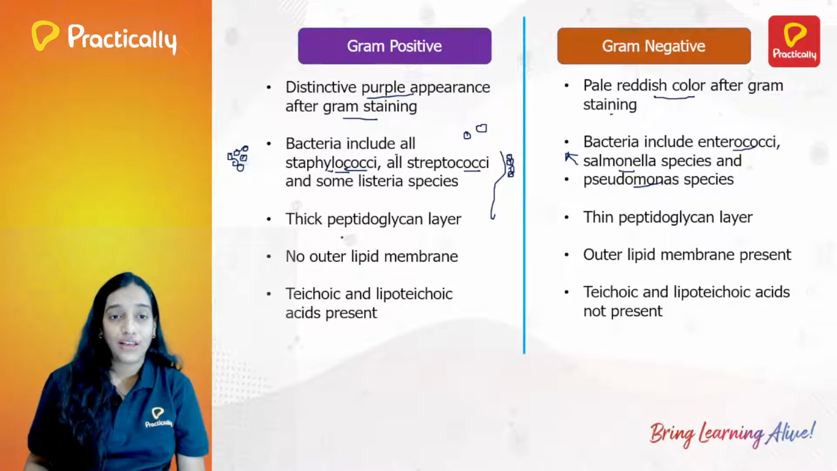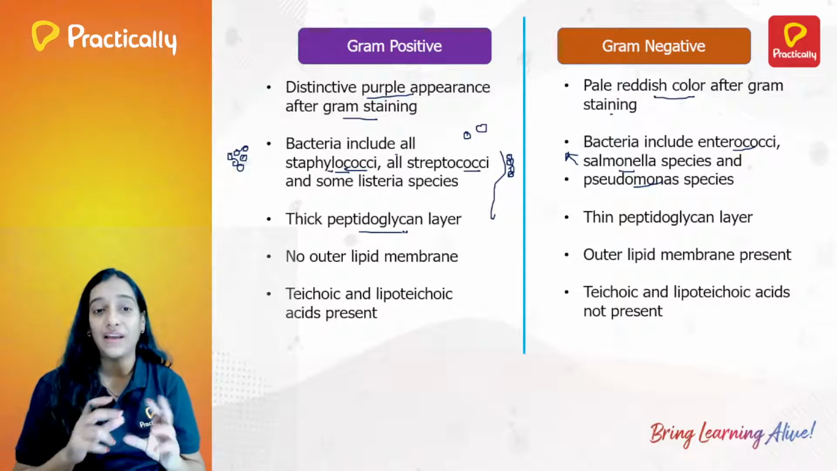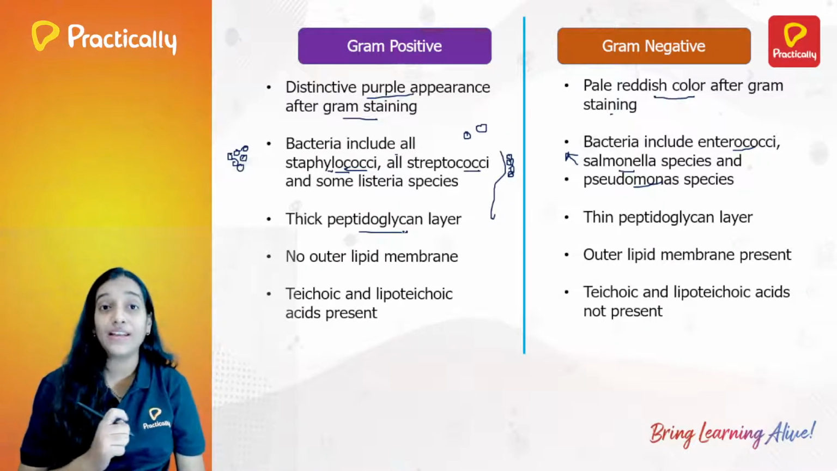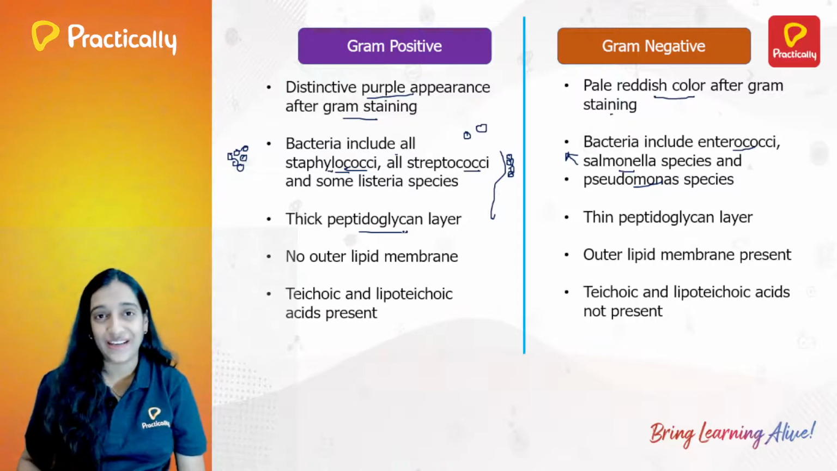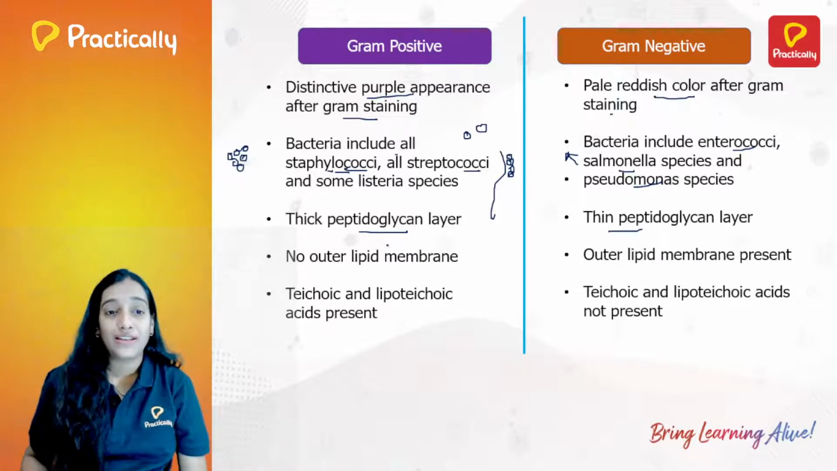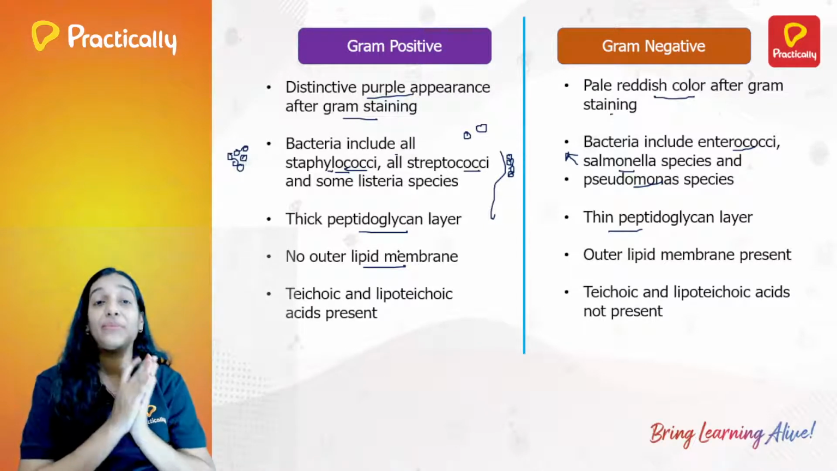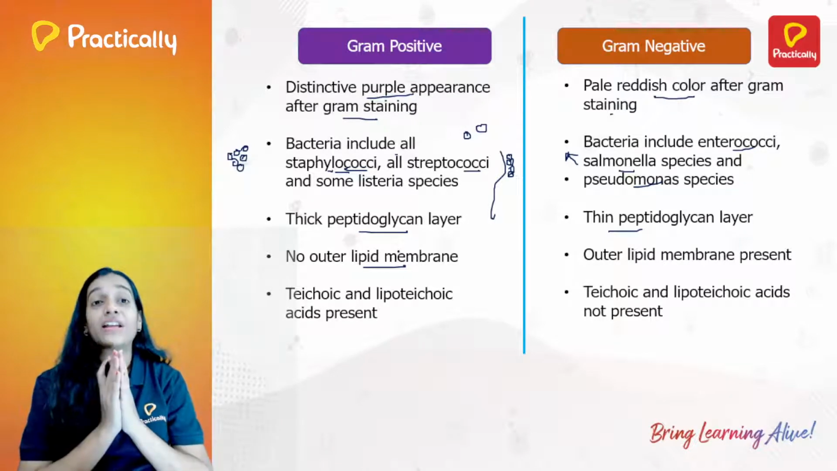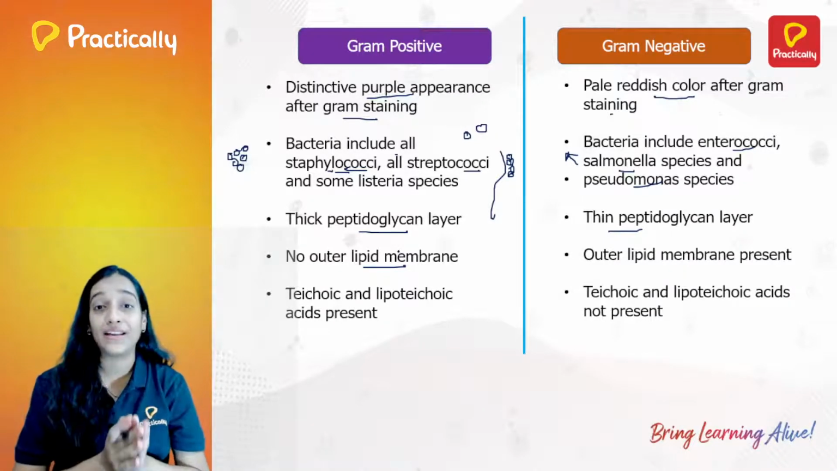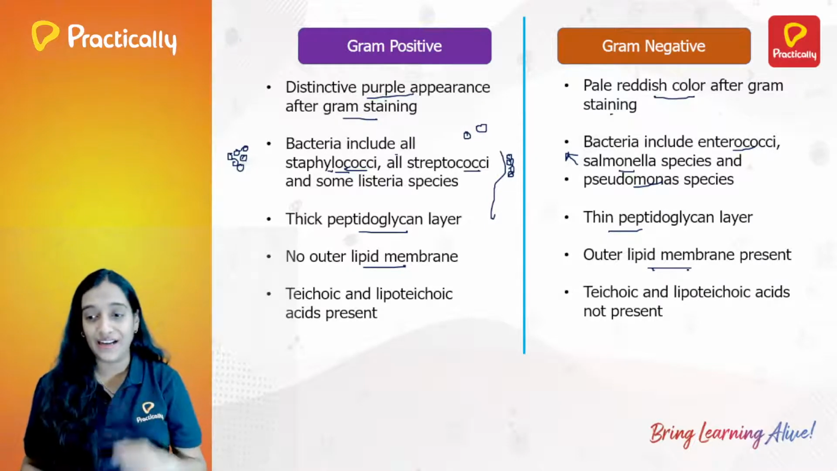Gram-positive bacteria have a thick peptidoglycan layer. Now peptidoglycan is a carbohydrate-based chemical, okay? And that is present only in bacteria, not in archaebacteria. Keep that in mind. Whereas in gram-negative, we have a thin peptidoglycan layer. Then the lipid membrane is absent in gram-positive. As I had told you, archaebacteria have lipid membrane. But in case of bacteria, gram-positive don't have lipid membrane. Instead, lipid membrane is present in gram-negative bacteria.